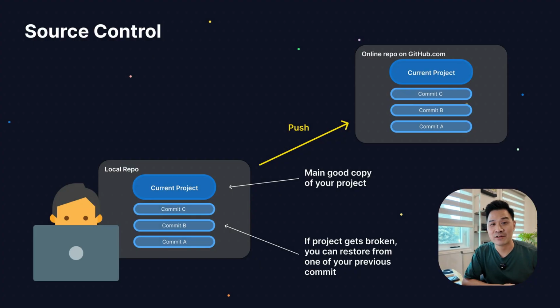So take a look at this diagram. We're going to do a quick recap. The repo is like your project vault for a single project. A commit is a snapshot of your project. A push is uploading the latest project from your local repo on your computer to the online repo on GitHub. Now let's add your next superpower, branches. First of all, what is a branch?